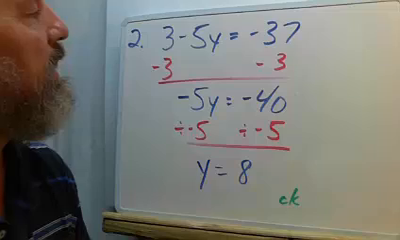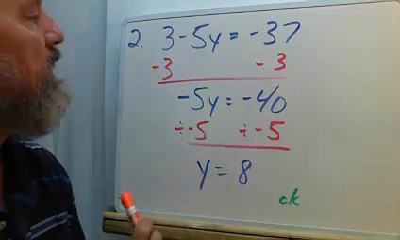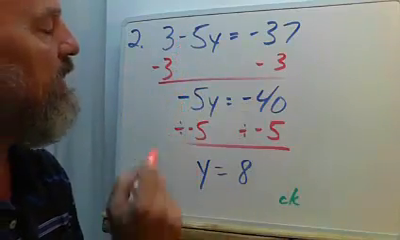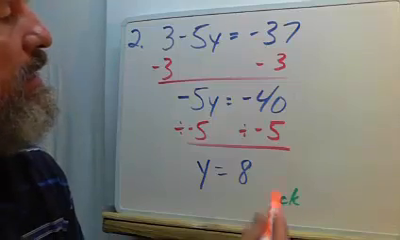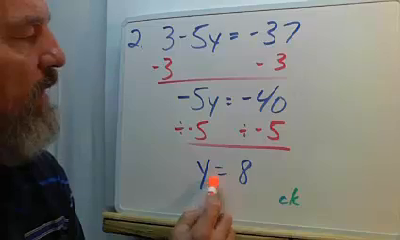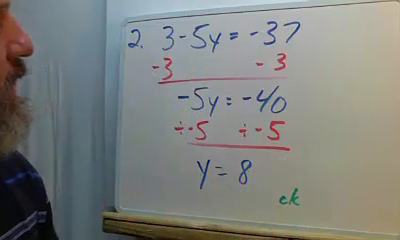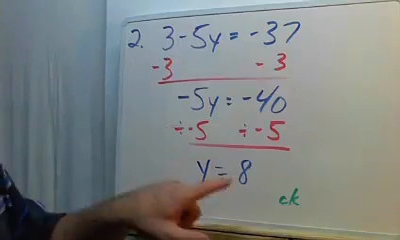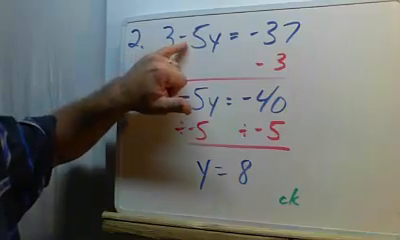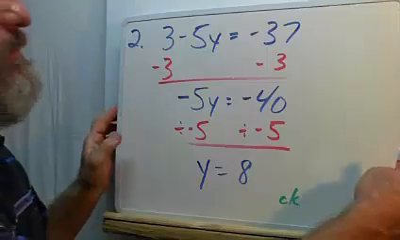Number 2, 3 minus 5y equals negative 37. Undo the 3 by subtracting 3 from both sides. We have negative, remember, negative 5y equals negative 40. Divide both sides by negative 5, and we have y equals positive 8. Put our solution in the original equation. We have 5 times 8 is 40, but it's minus 40, so it's 3 minus 40, or a negative 40 plus 3 is negative 37.